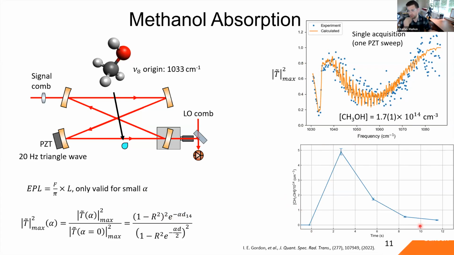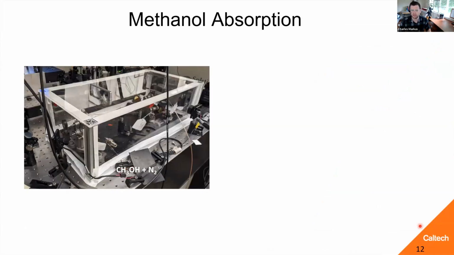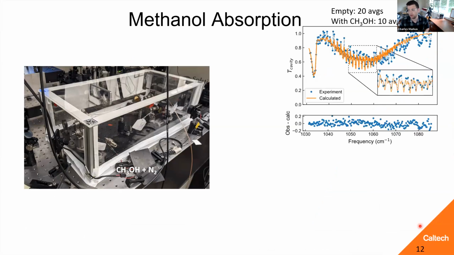But we also wanted to do this a bit more quantitatively. And so we had this purge box already built with the idea of trying to keep water out of the cell. But it proved to be a little bit too leaky to try to do methanol measurements. And so we did our best to patch it up with tape we had in the lab, and then flowed a steady stream of a dilute methanol concentration into the box, and then compared measurements of an empty cavity to a cavity with methanol.